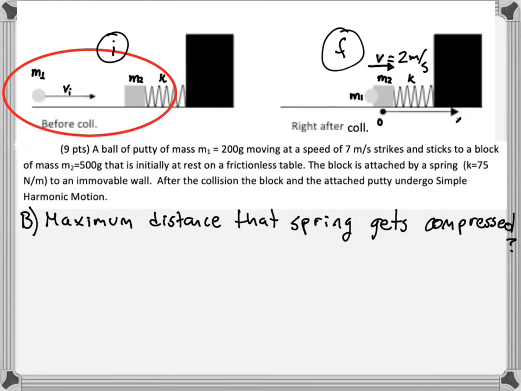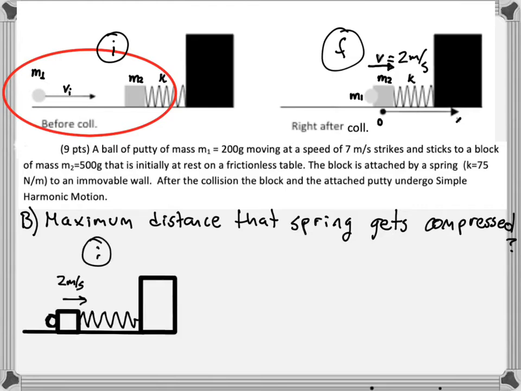So we're looking for that distance that the spring got compressed between its equilibrium position, or original length, and the maximum compression length. So that's the distance. We're looking for that distance. This is what the block, putty and spring system looks like right after the collision.